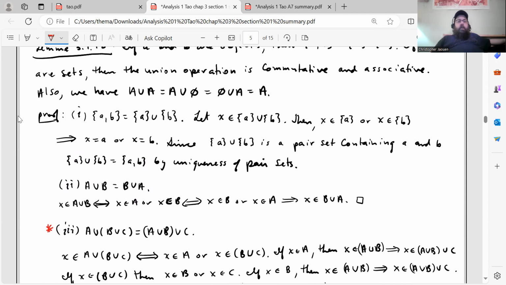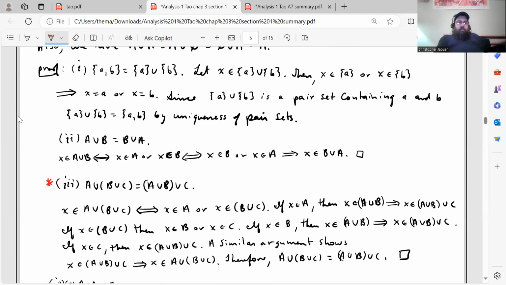All right, so property 1, the pair set containing A and B equals the union of the singleton sets containing A and B. So here we go. Let X be an element of the union, then X is an element of A, or X is an element of B. That's just by the definition. And that implies that X equals A or X equals B. Since the union of the singleton sets containing A and B is a pair set containing A and B, it equals the pair set formed by A and B by uniqueness of pair sets, which is something that we proved a little while ago.